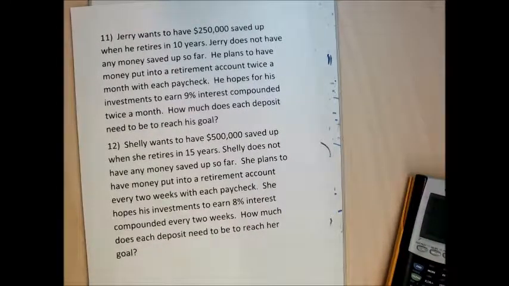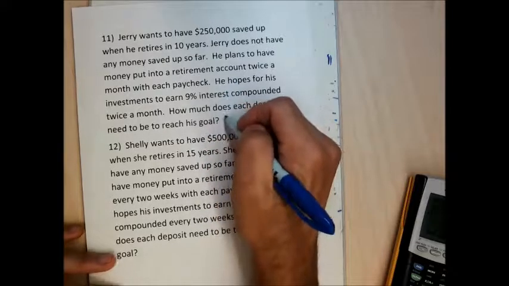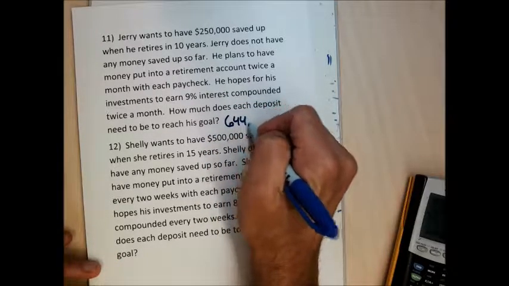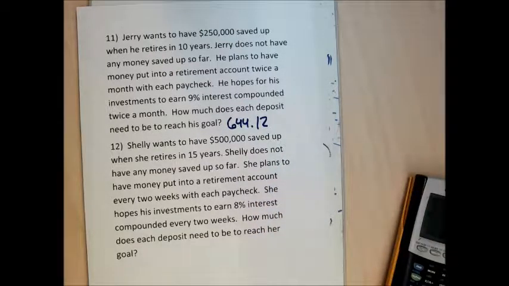Should give 11 a go. For number 11, I just don't really want to have these answers at my fingertips. For number 11, I came up with $644.12. So I'll talk through 11 with you a little bit, just the hard part.